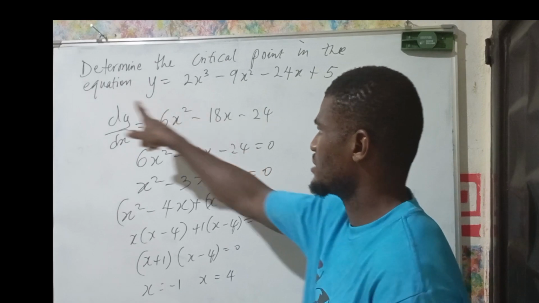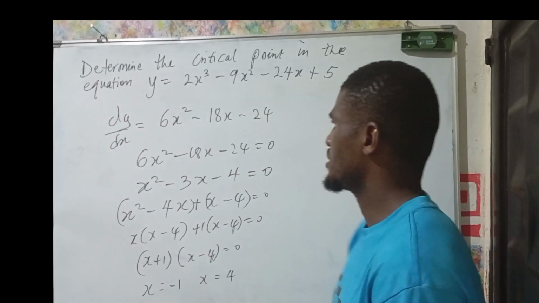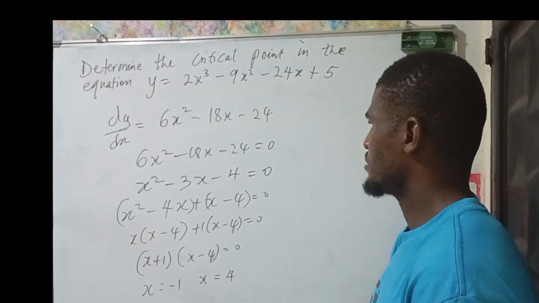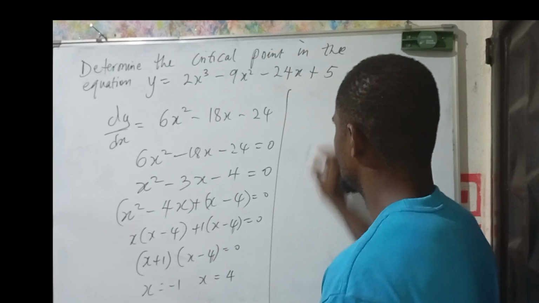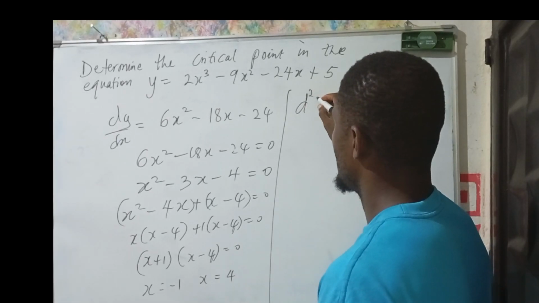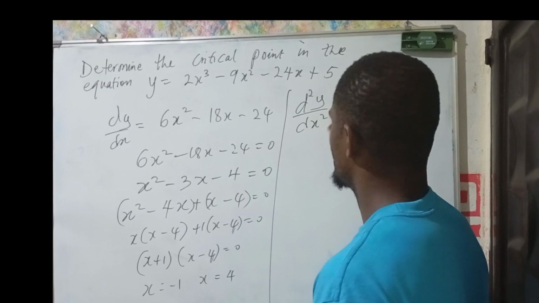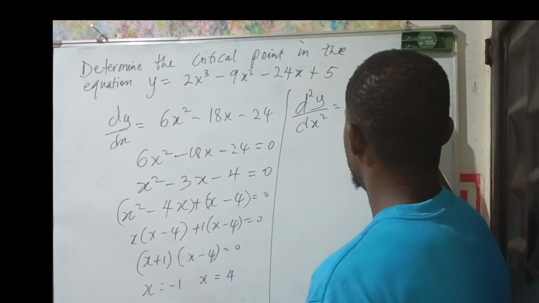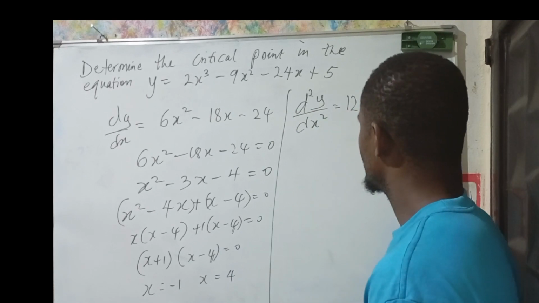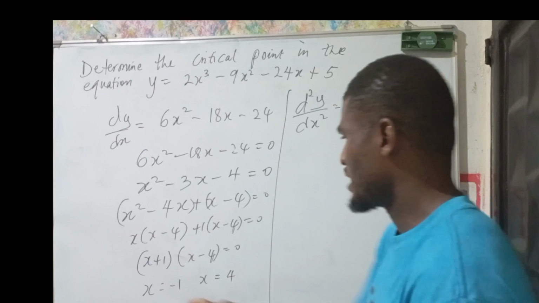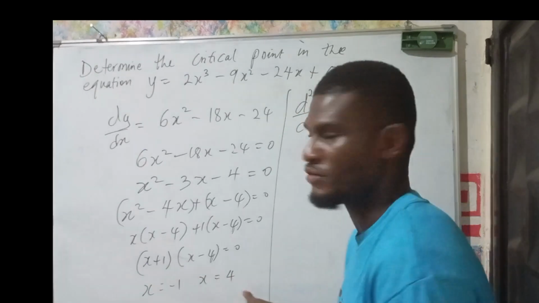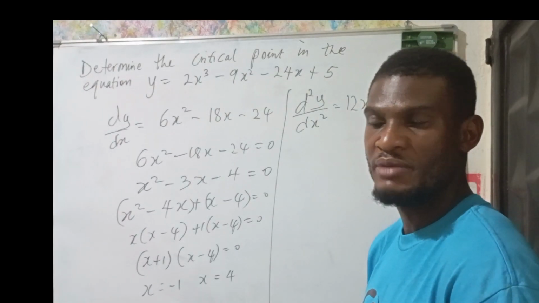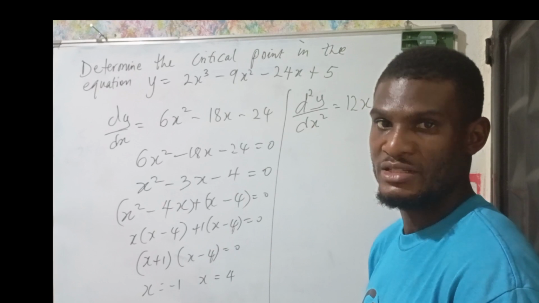Now, how do you determine that? Remember this is what we had when we differentiated that. So we are going to further differentiate it again. So take note of that. We now have d²y over dx². Now differentiating this, we have 12x. Differentiating this, we have 18. Now, we are going to test these 2 values of x with this. When it is positive, then it is a minimum. When it is negative, then it's the maximum.